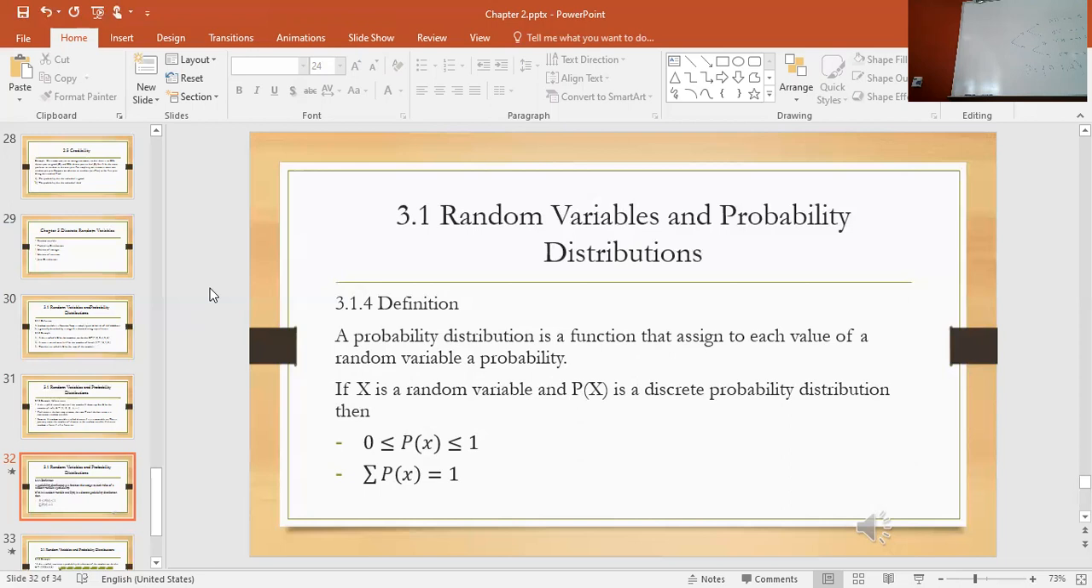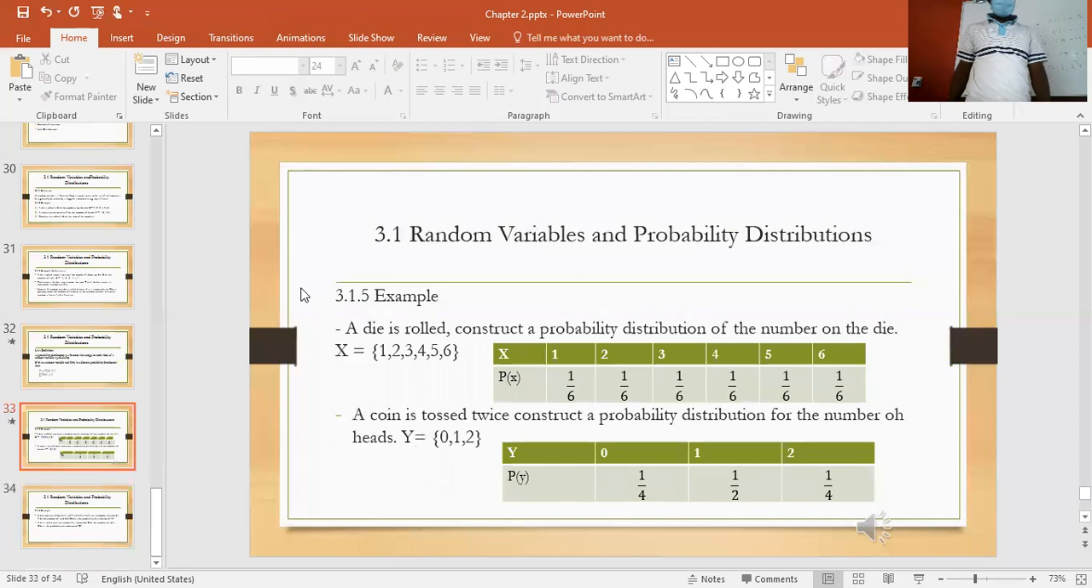This type of random variable with a probability distribution that is the same for each outcome is called a uniform distribution. This is an example of uniform distribution. So this is the example here on the PowerPoint.